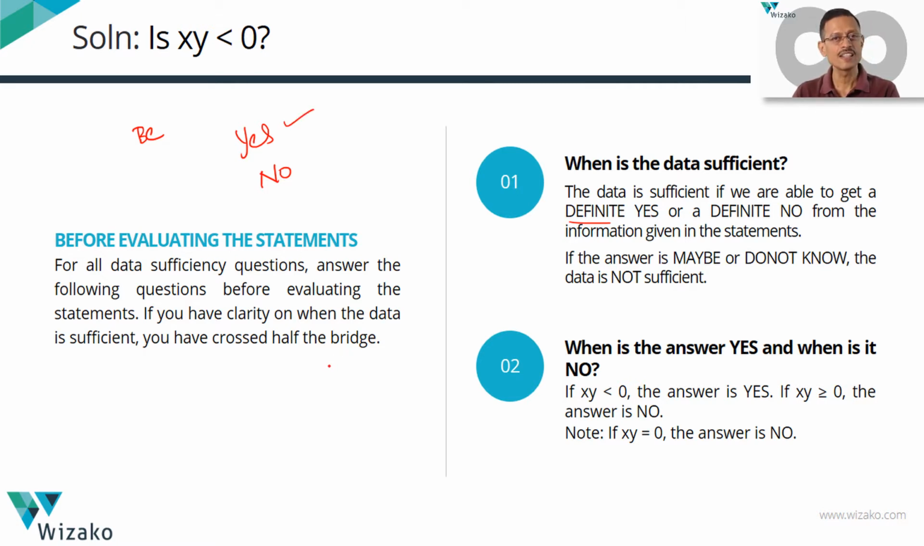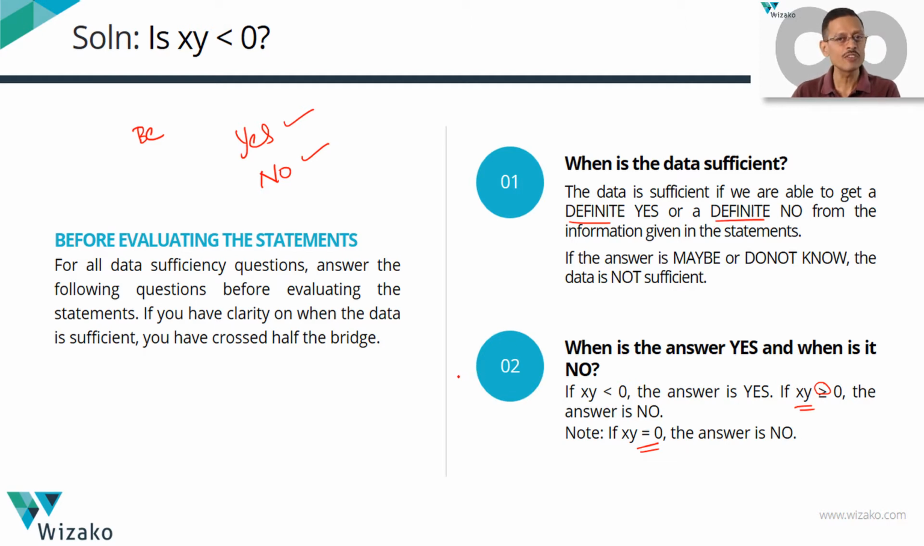Conversely, if you're saying that no, the product xy cannot be less than 0, what does that mean? It's got two components: the product xy could be greater than 0, or the product xy could be equal to 0. In that case also, we'll be able to answer with a definite no. The operative word is a definite yes or a definite no.